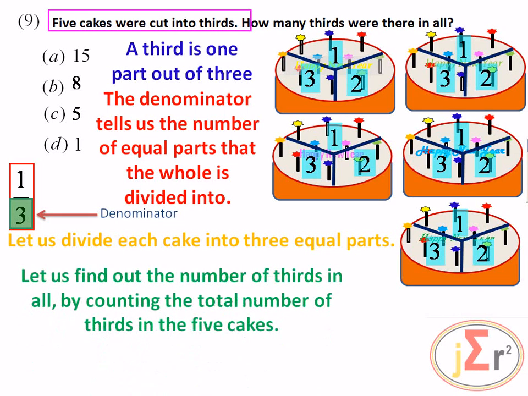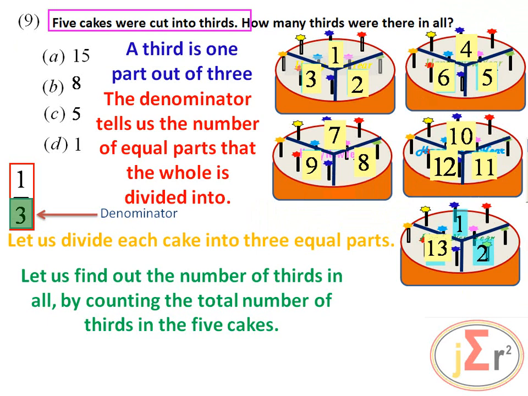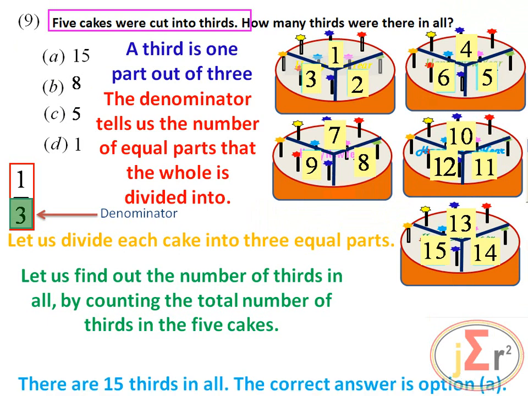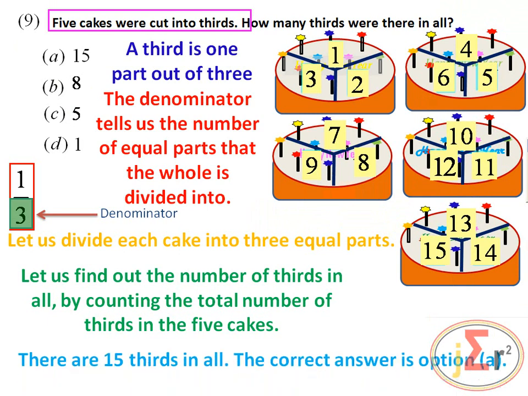Let us find out the number of thirds in all by counting the total number of thirds in the 5 cakes. 1, 2, 3, 4, 5, 6, 7, 8, 9, 10, 11, 12, 13, 14, 15. So we have 15 thirds in all. There are 15 thirds in all. The correct answer is therefore option A.